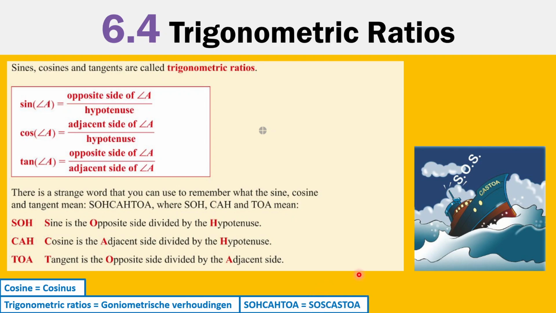In Dutch that just means: sinus is overstaand gedeeld door schuin, cosinus is aanliggend gedeeld door schuin, tangent is overstaand gedeeld door aanliggend. In English, sine is opposite divided by hypotenuse, cosine is adjacent divided by hypotenuse, and tangent is opposite divided by adjacent. And if you do not master those things, you will get in trouble.